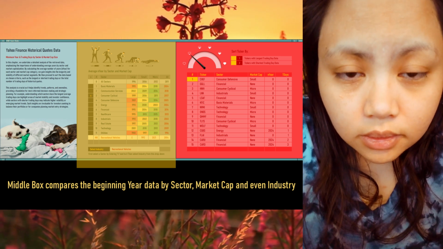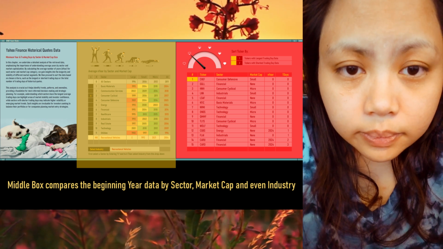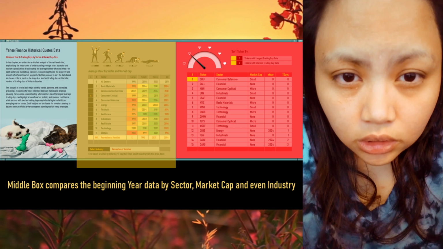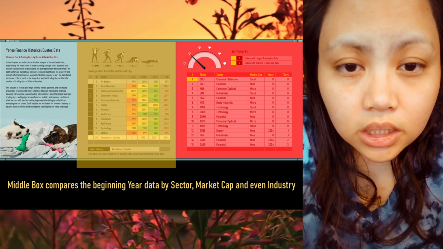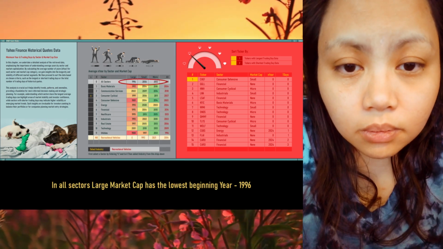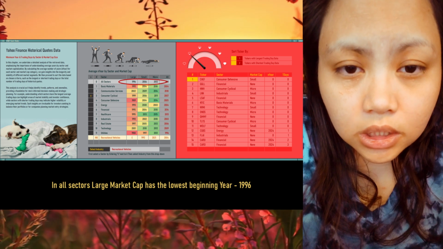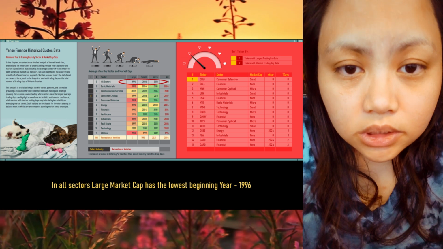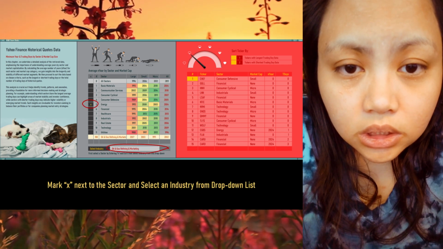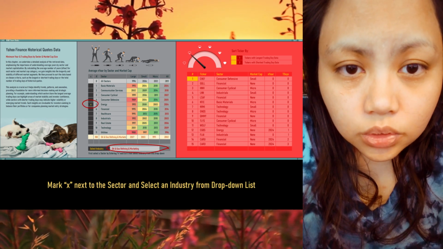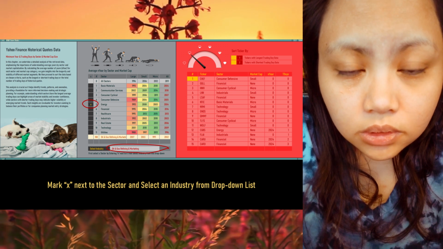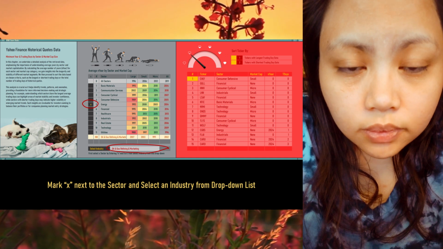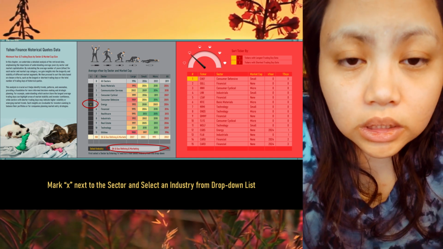But the most important part of this dashboard will be in the middle, which breaks down the average starting year of the data by sector and market cap. You also have the ability to select an industry by selecting a sector. Right next to the sector there's a box, you just enter X, and then the drop down will refresh and you can enter the industry.